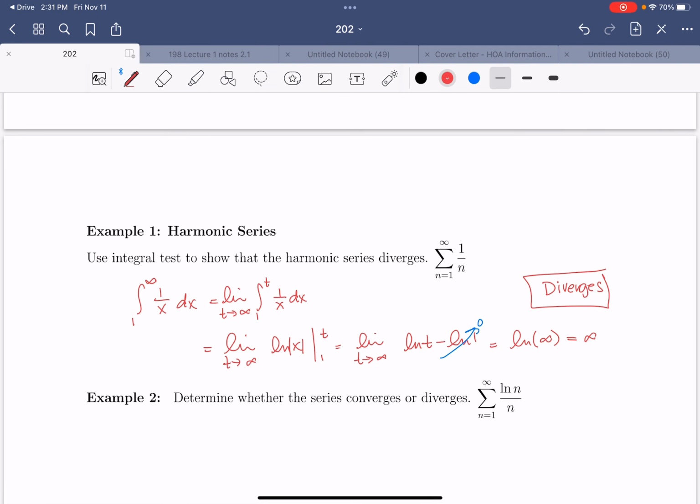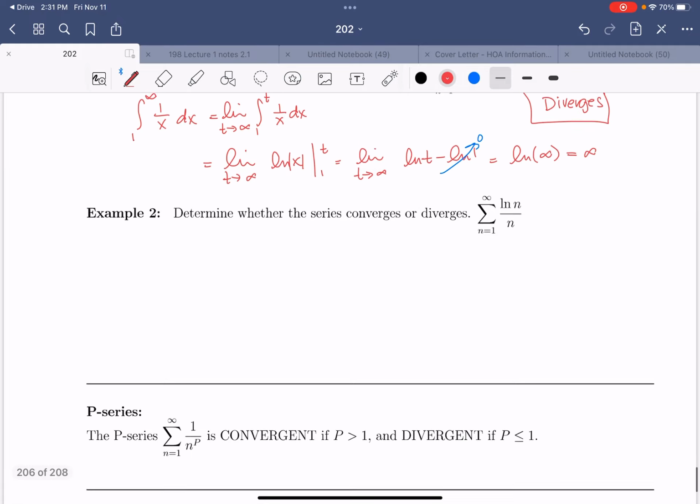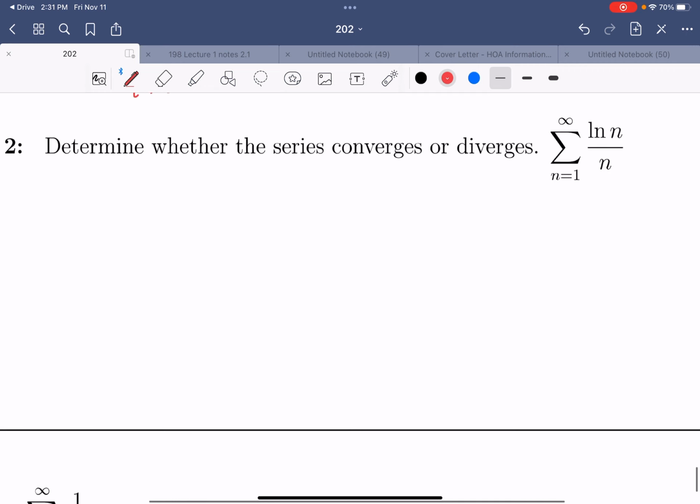Okay. So anything that we can integrate, we can use the integral test for. As long as the function is positive, decreasing, and continuous, we can use this. Okay, so for the next one, take a look. This is something that we can integrate. It's positive. It's decreasing, right? We can look at the limit of ln n over n, and that's going to turn out to be 0. So it is potentially convergent.